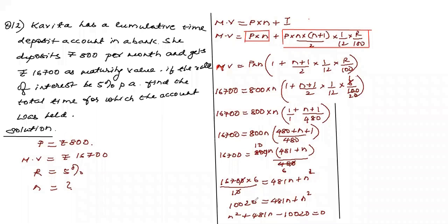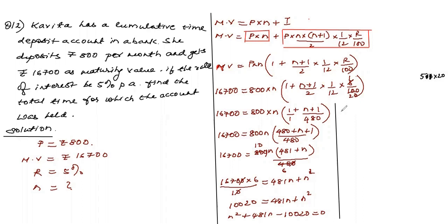So here, this is 10,020. I want to find two factors such that when I multiply them, I get 10,020, but when I add them, I get 481. So if you see, 501 multiplied by 20 gives 10,020, and 501 minus 20 is 481.